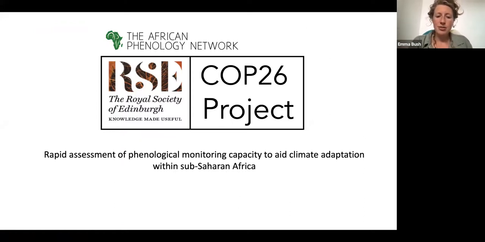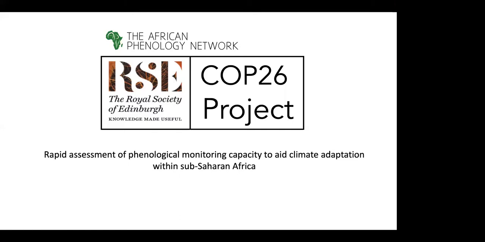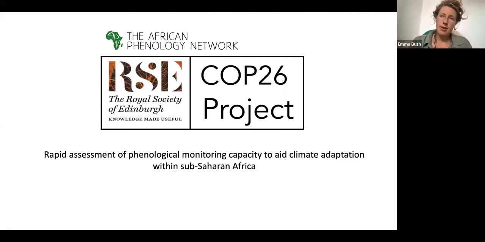So specifically, this is our first project that we have been funded for. The Royal Society Edinburgh has funded us for 6 months as part of a project leading up to COP26, the climate change conference this November that's happening in Glasgow, Scotland. And the aim of this project is to rapidly assess capacity for phenological monitoring in sub-Saharan Africa to aid climate adaptation. And through these series of workshops and ongoing activities, we're hoping to make recommendations that we will present to the Africa delegation at COP26.